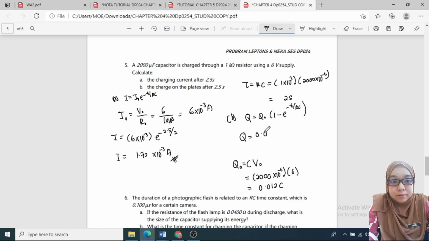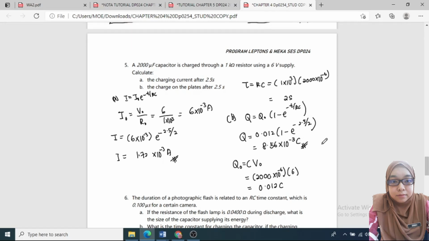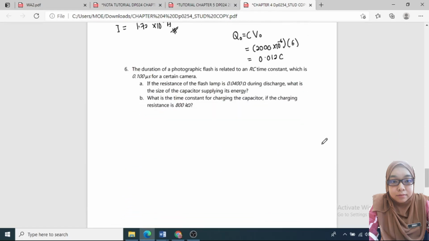So kat sini kita ganti 0.012 bracket 1 minus exponent negative, t kita ialah 2.5 divide with 2. So you will get Q kita adalah 8.56 times 10 power negative 3 coulomb. Okay, and then number 6.